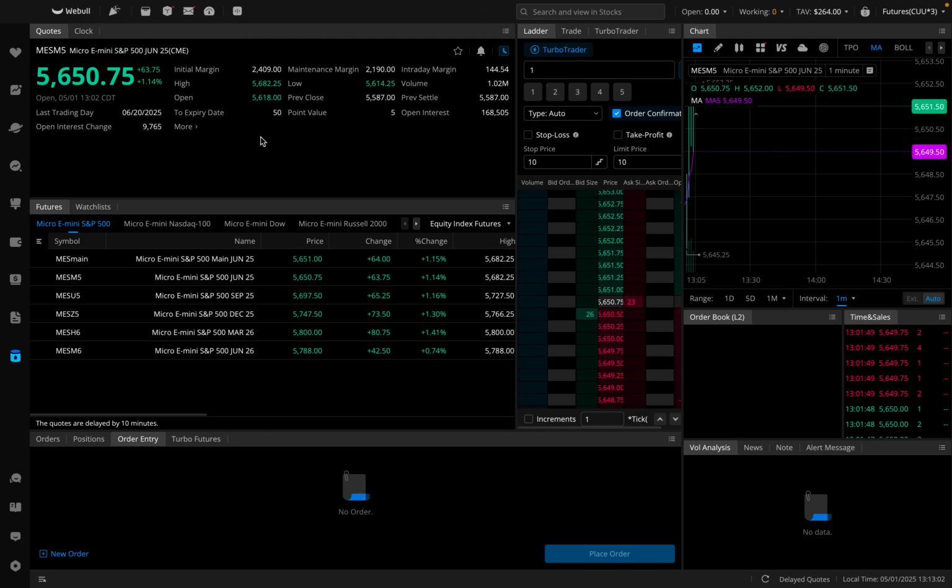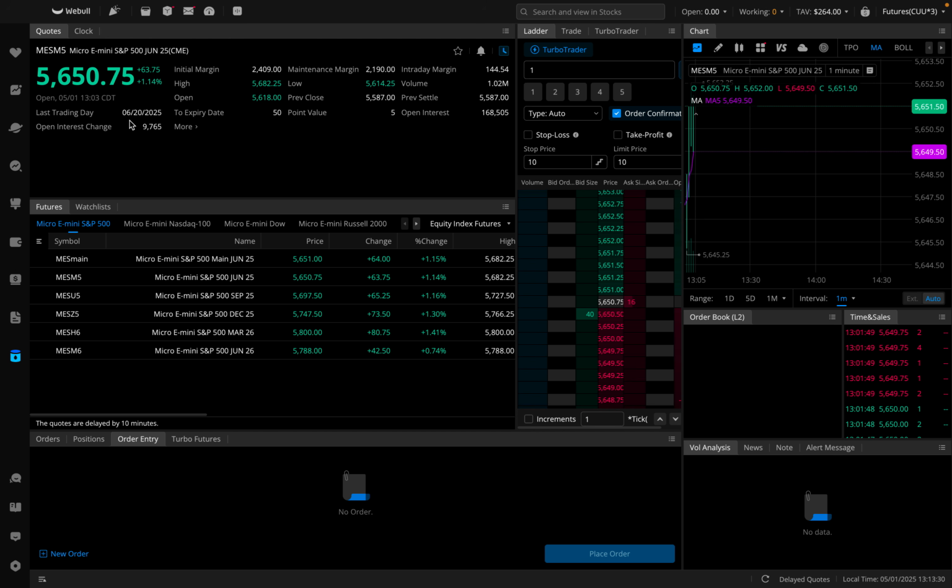Now, we also see last trading day. That's also very important. For this one, June 20, what does that mean? The last trading day is the final day that the futures contract may be traded before the delivery of the contract's underlying commodity must occur. So that's another very important key detail.